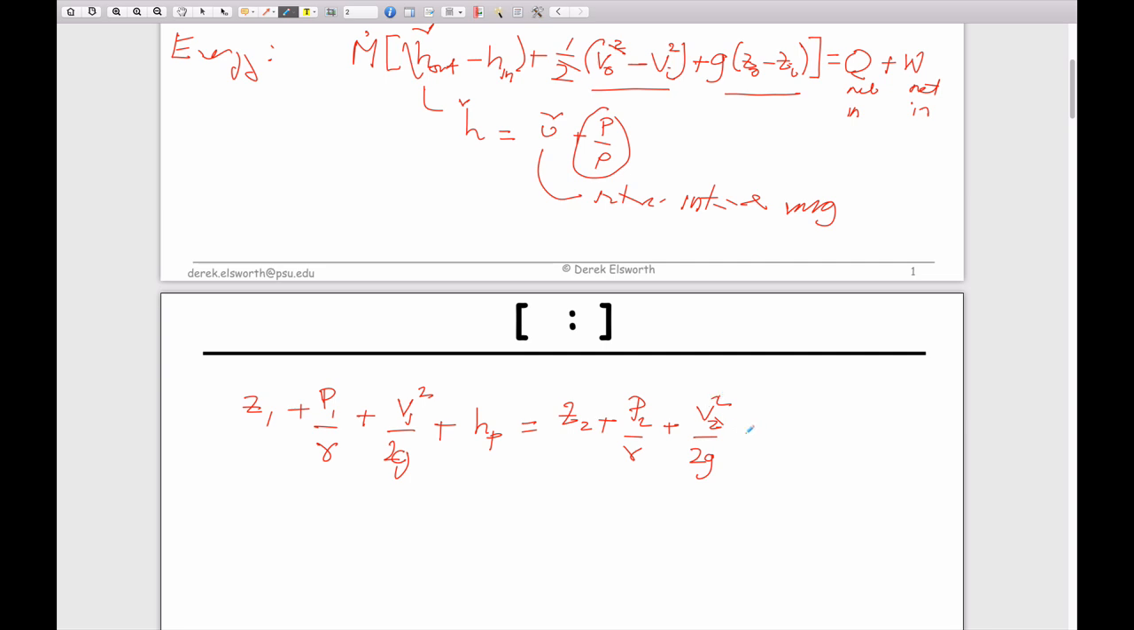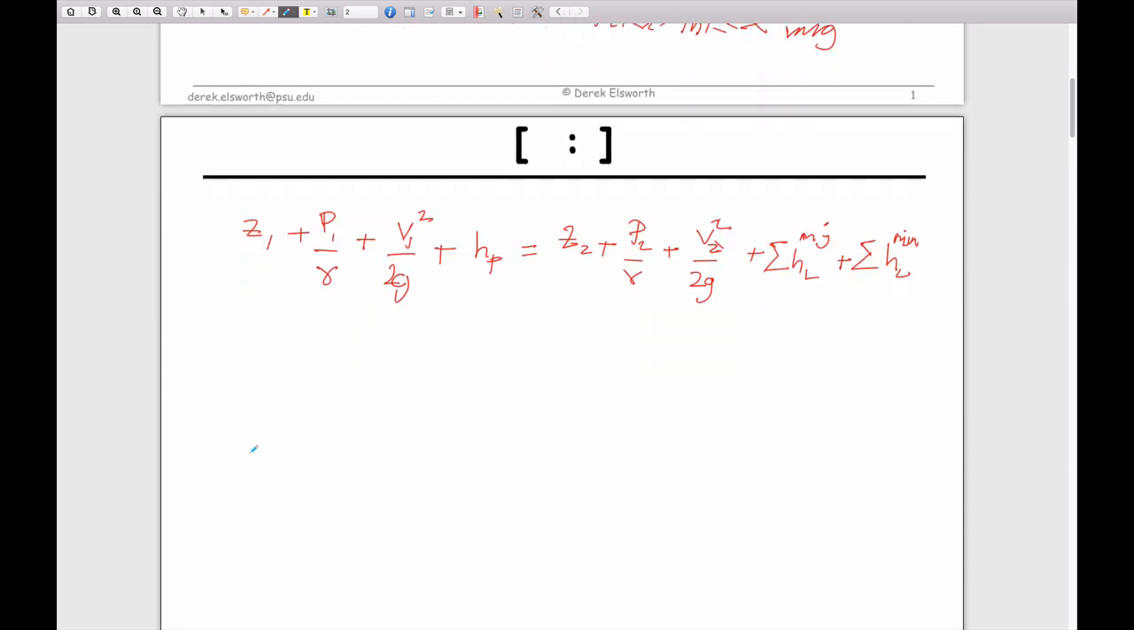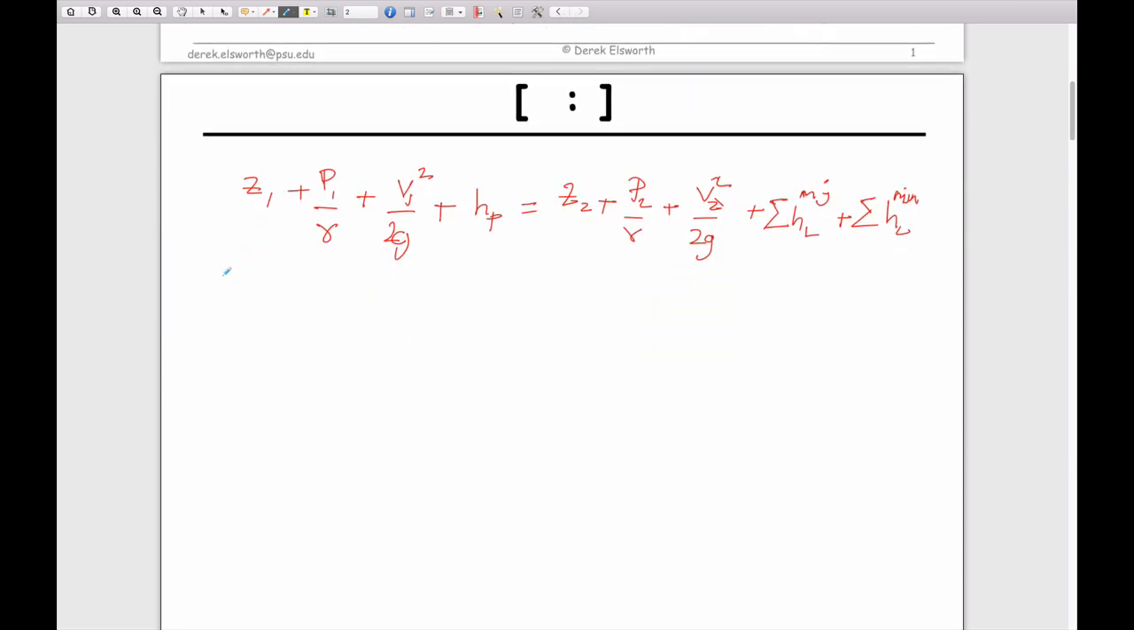Squared, of course, plus sum of major losses and sum of minor losses. And so obviously it looks similar to this. It's between upstream and downstream, inlet and outlet. We know that because now non-recoverable losses are written in this, this absolutely has to be upstream.